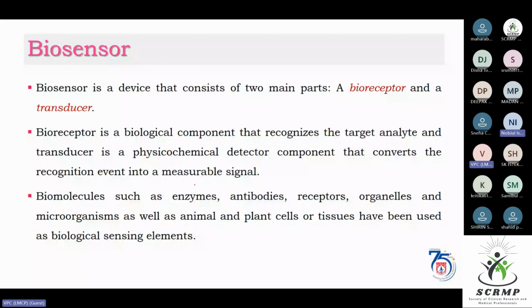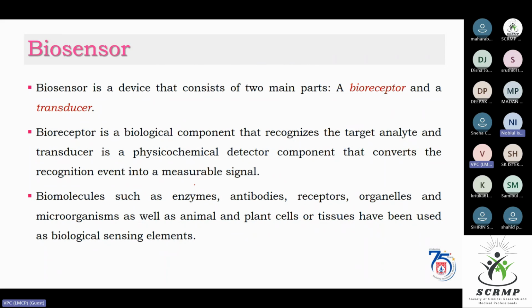So the biomolecules may be an enzyme or antibodies or maybe receptors or organelles. Sometimes it may be a microorganism as well as plant and animal cells, sometimes tissues, right? So there is a vast majority of biomolecules which are being used as a bioreceptor for the development of biosensors, right?